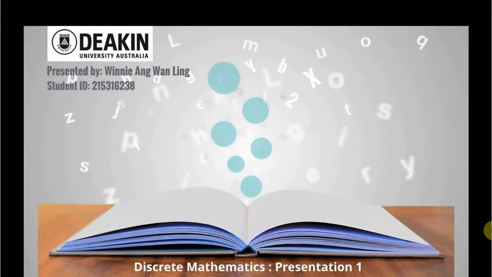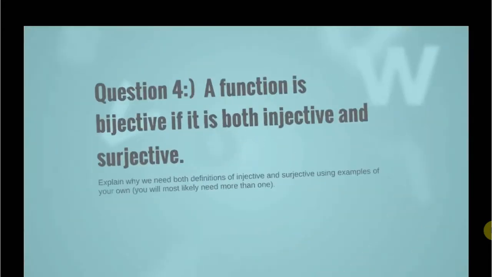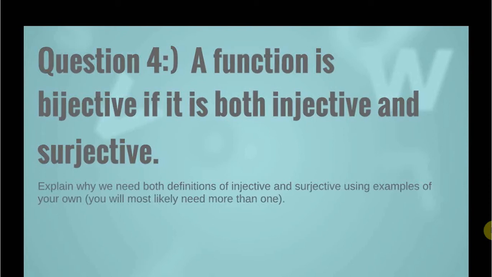In this presentation, we'll be looking at question 4. A function is bijective if it's both injective and surjective. Explain why we need both definitions of injective and surjective using examples of your own. You will most likely need more than one.